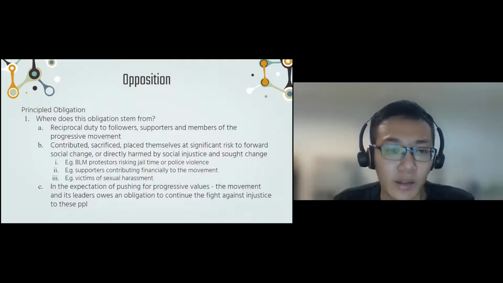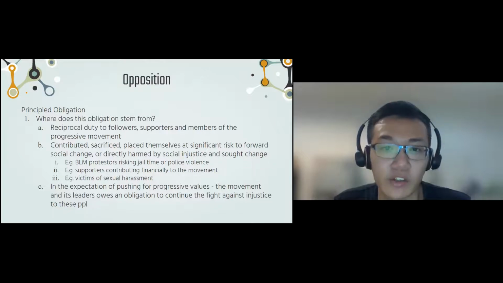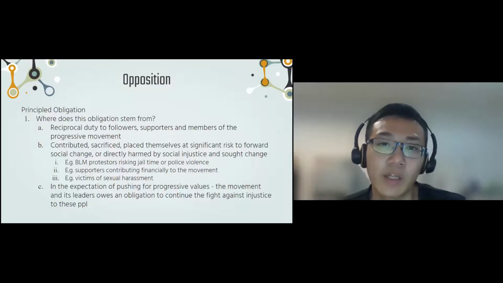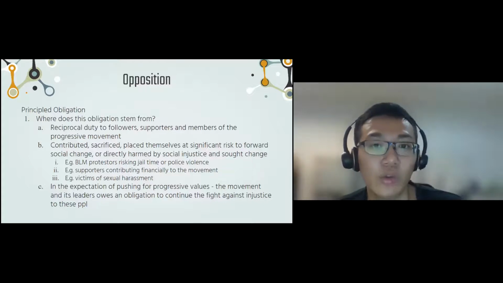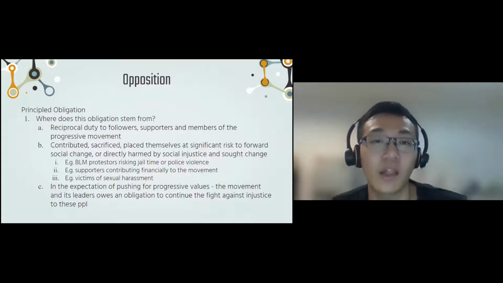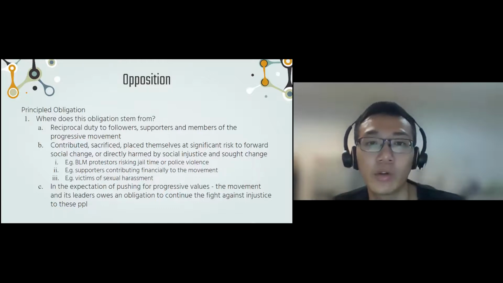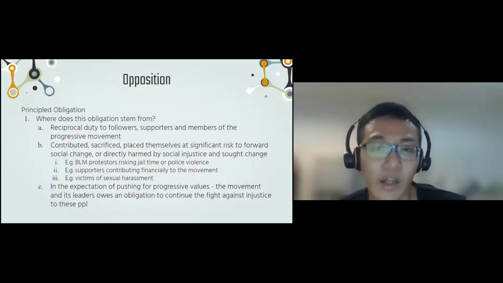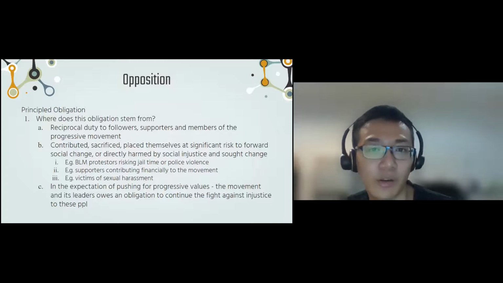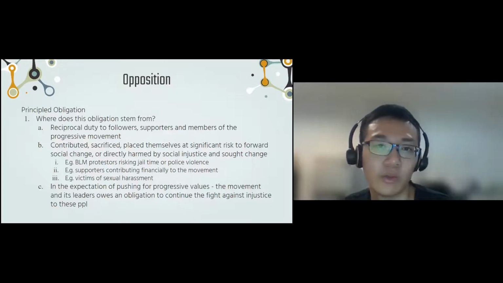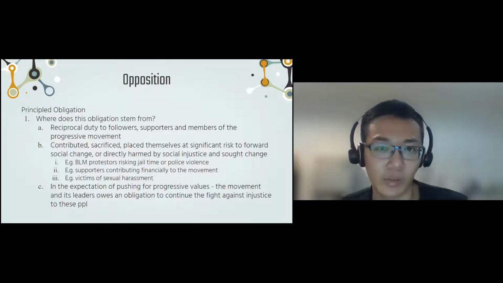The second is examples of supporters that have contributed financially to the movement. So if they have funds, they have money, they could have spent it on themselves, they could have spent it on literally anything else in the world. They chose to spend it or to donate it to the movement in the hopes or in the expectation that this movement is going to use those funds to forward progressive ideologies in a way that meaningfully benefits society, right? So these are people that are sacrificing the opportunity cost of those funds in order to contribute to the movement, and therefore they expect you to use the money well.